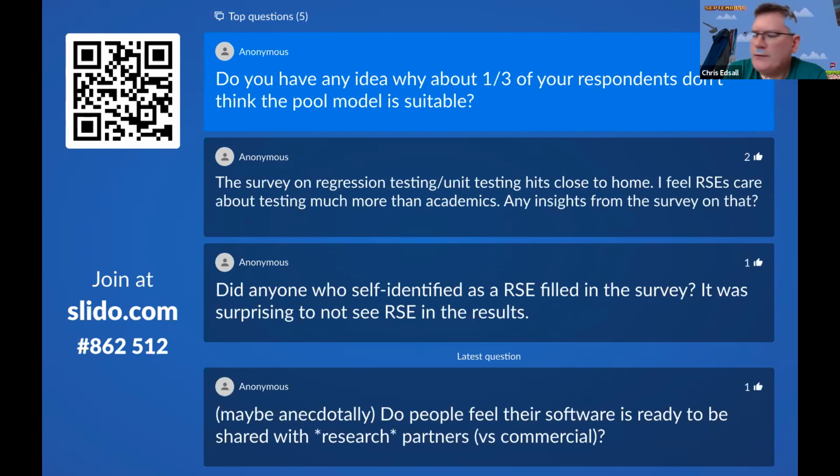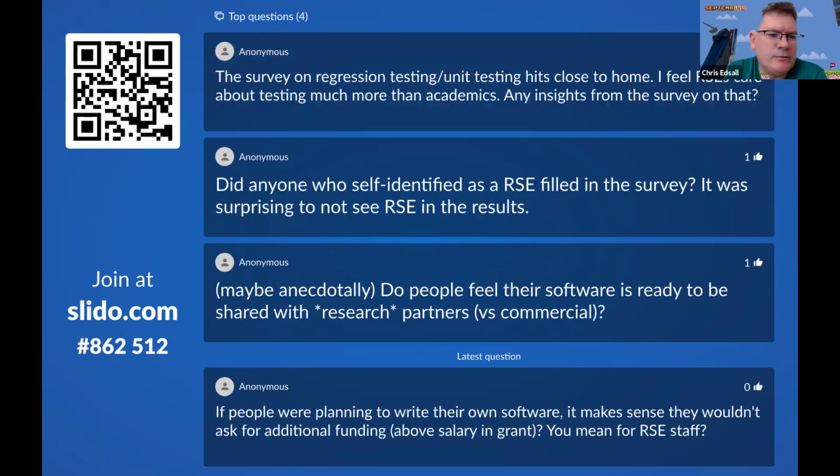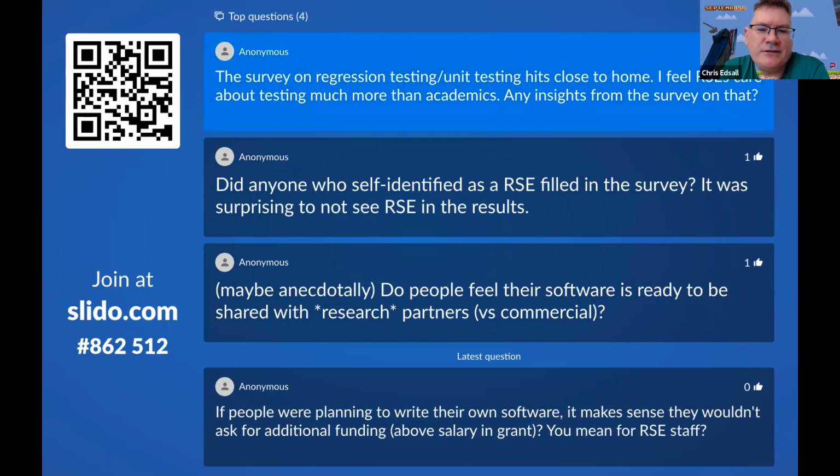Right, and I think we've got time for just one more question. So we'll take Anonymous's question on testing. A survey on regression testing and unit testing hits close to home. I feel RSEs care much more about testing than academics. Are there any insights from the survey on that?